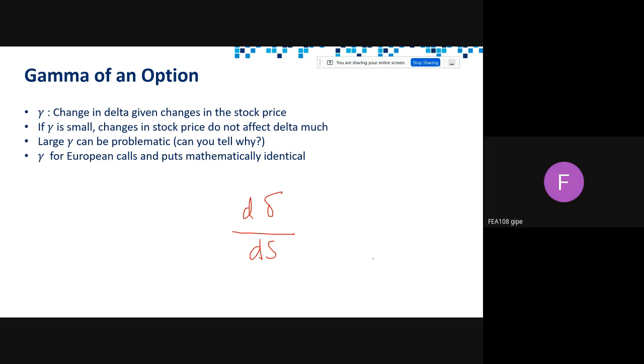Sir, in that case, can we say that gamma works the way beta works for the stock? Gamma works for the underlying stock. Can you tell me, Ali, how do you define beta for a stock? It defines the stock's sensitivity to the market, right? So similarly, gamma defines the sensitivity of the derivative to the underlying.